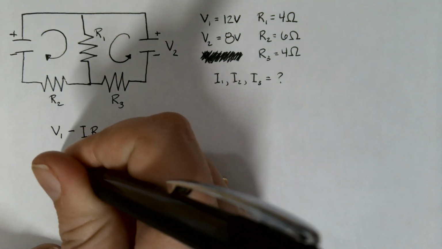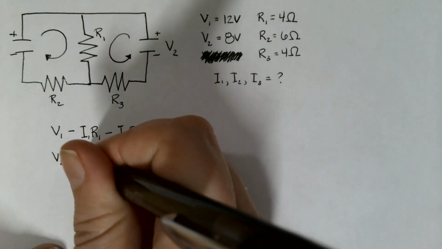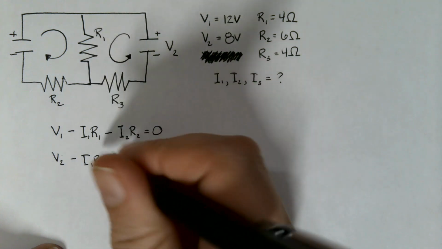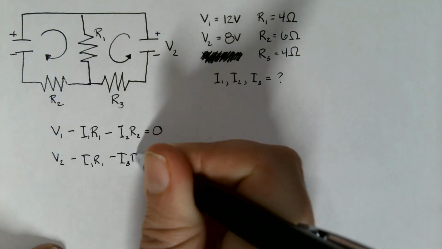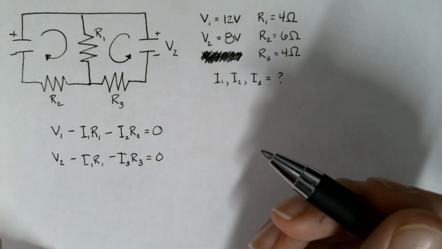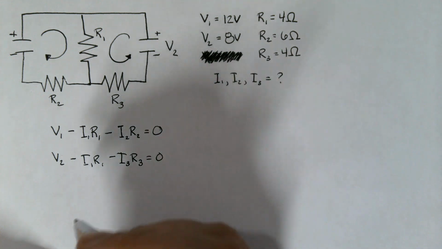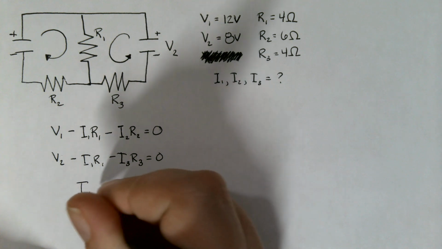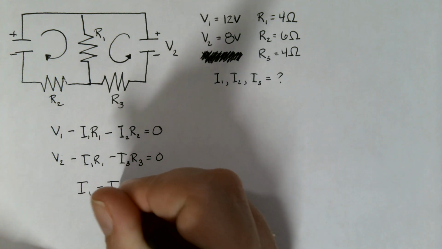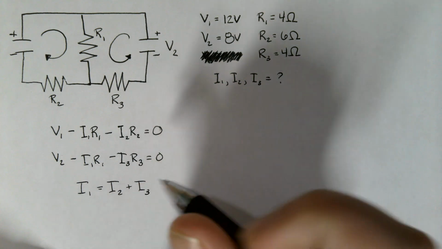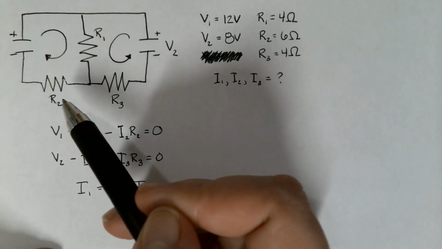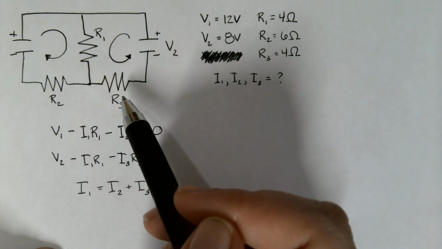This would be V2 minus I1 R1. This time it's going to pass through R3. So minus I3 R3 equals 0. And then the third equation we have is the junction rule, Kirchoff's junction rule. I1 is equal to I2 plus I3, because I1, which is coming through here, is splitting and going in both directions, to 2 and 3. So 2 and 3 must equal 1.